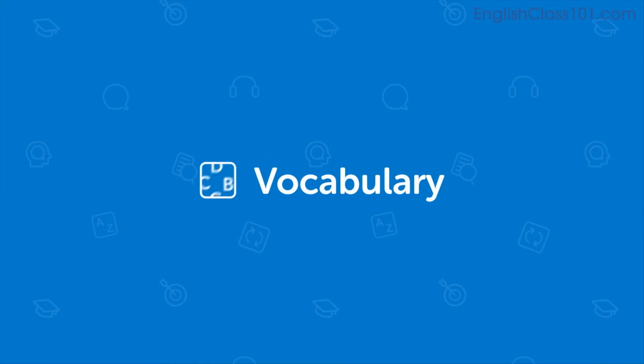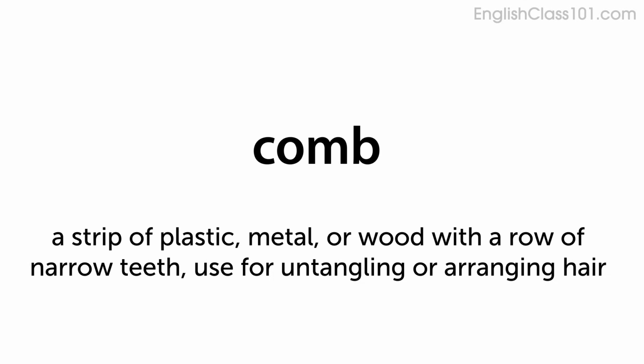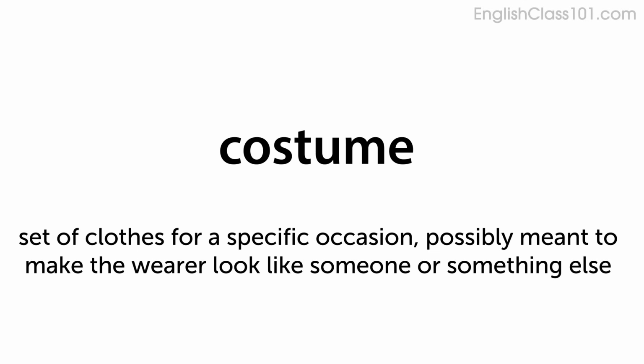Now you'll hear the key vocabulary, followed by the English translation. Comb. A strip of plastic, metal, or wood with a row of narrow teeth used for untangling or arranging hair. Comb. Our second word is Costume. A set of clothes for a specific occasion, possibly meant to make the wearer look like someone or something else. Costume.